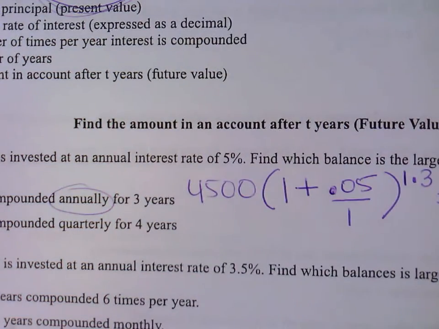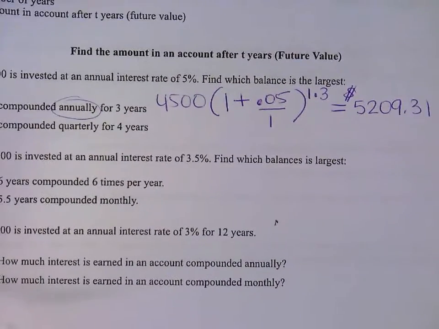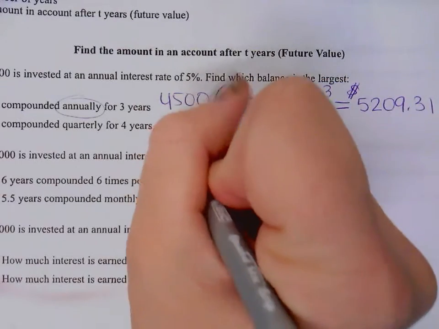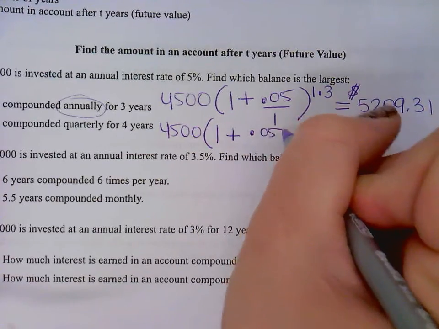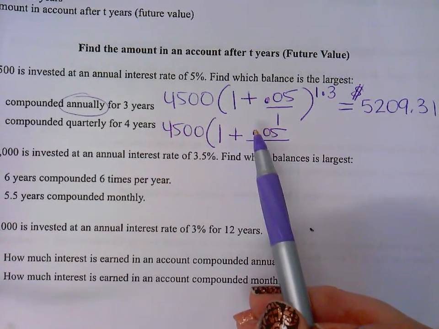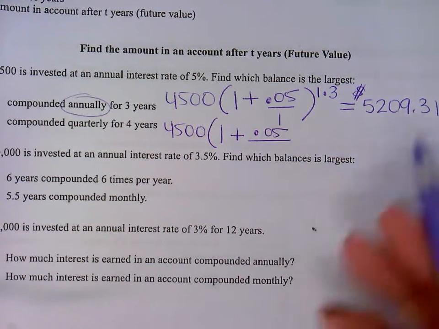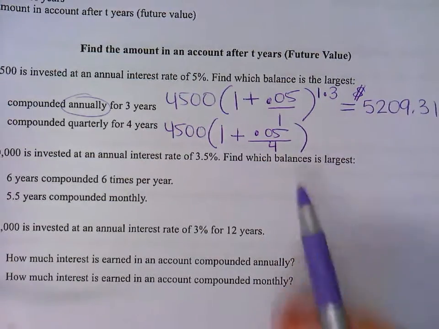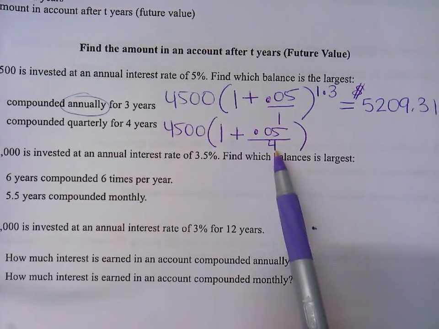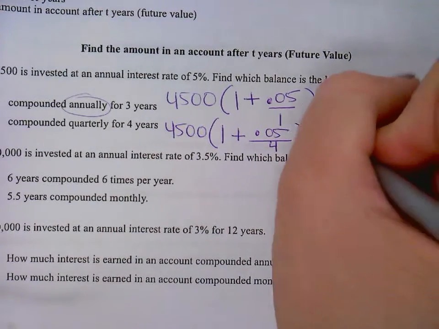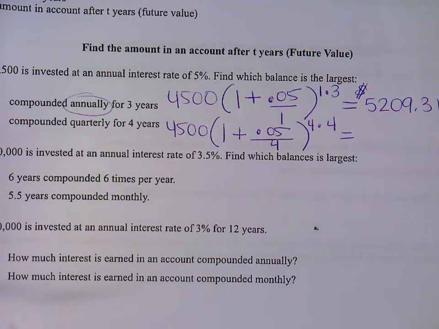So let's see if we can set up the next one. What if I compound quarterly, but for 4 years? So I'm putting in the same amount of money, $4,500. The 1 gives me my money back. The interest rate is still 0.05 or 5%. But this time compounded quarterly, I need to divide my interest rate by 4, right? Because they're not going to give me 5% every single compound. They're going to divide it up over the 4 different compounds. And then 4 quarters times 4 years, I'm going to get 16 compounds of my money.